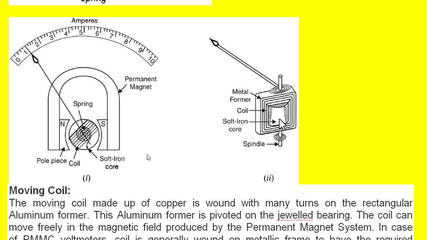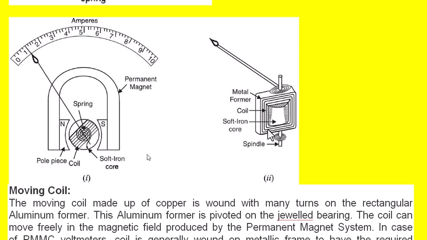Similarly this also can be drawn like this. So this is the soft iron and this is the former, and over the former there is a coil wound over it, and this is the spring, here also spring, and this is the spindle, and here is the pointer connected to the spindle. This PMMC instrument is also called the d'Arsonval galvanometer.